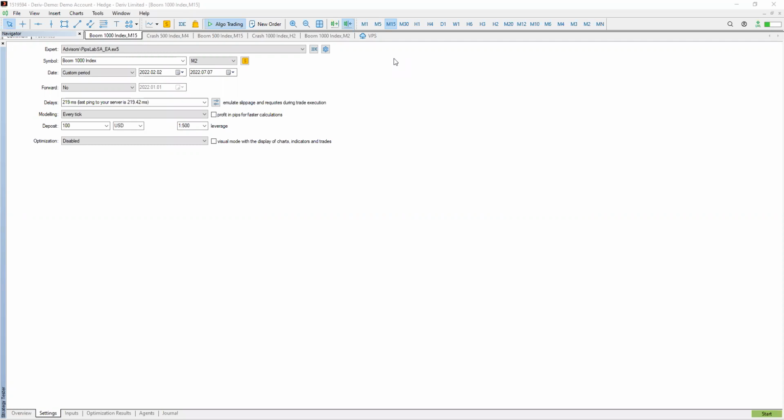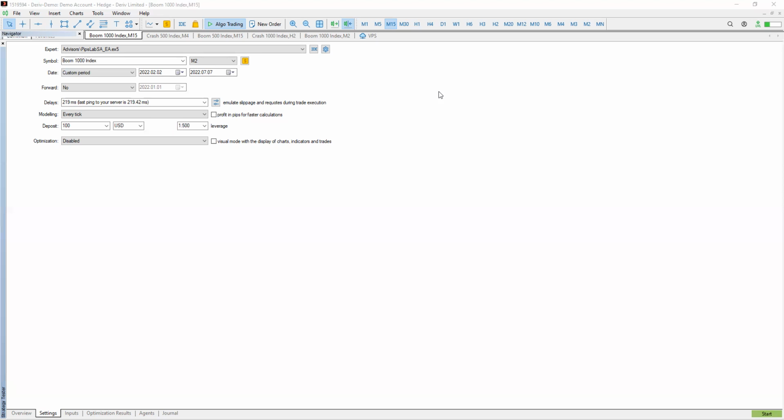Our EA robot only focuses on Boom and Crash, because it's good to specialize. Less is more. On Boom and Crash there are 6 instruments: Boom 300, Boom 500, Boom 1000, Crash 300, Crash 500, and Crash 1000. I'm going to do a backtest on a few pairs.